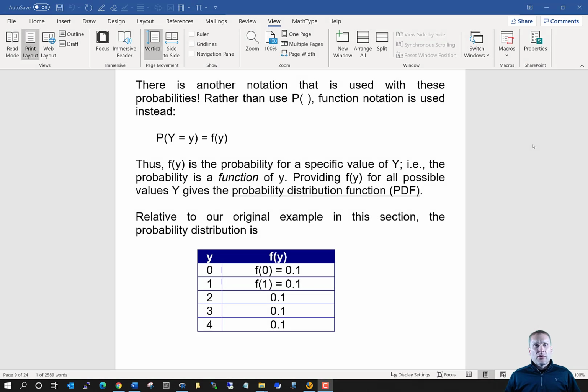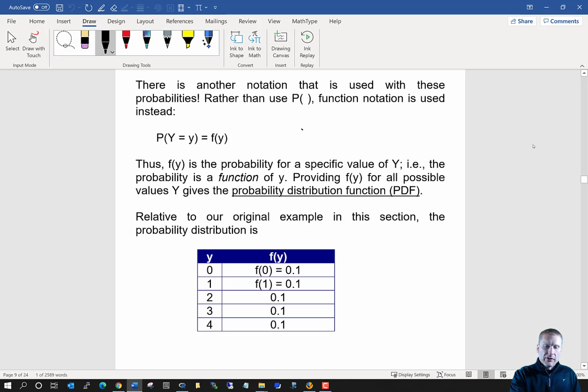So in addition to there being another set of terminology that you need to know, there's also some additional notation that you need to know. A little bit more of a formal notation associated with making these probability statements. And so with this notation that we use with this P parentheses, we can also define a notation that uses f of y.